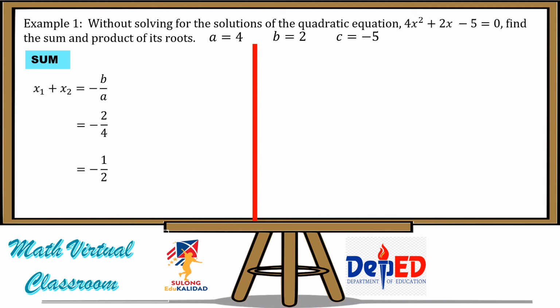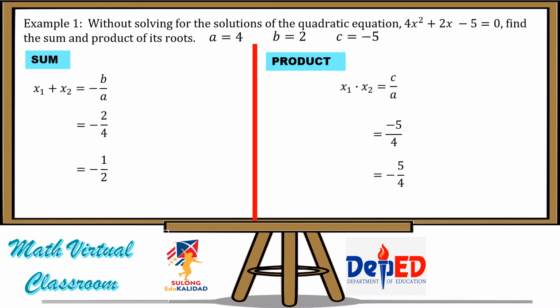While for the product of the roots, we use our formula c over a. Again, by substitution, c will be replaced by negative 5 and a will be replaced by 4. So that is equal to negative 5 over 4. The fraction is already in its simplest form, so the answer is negative 5 over 4.